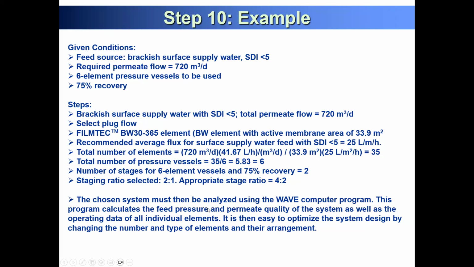And the chosen system must then be analyzed using the WAVE computer software, because you want to know whether your ammonia concentration is good enough, or nitrate concentration, or heavy metals. If there are heavy metals in your groundwater or brackish water, you put your individual ions inside the software. The software will calculate how much rejection you will achieve for each single ion. So you can go into more detail.